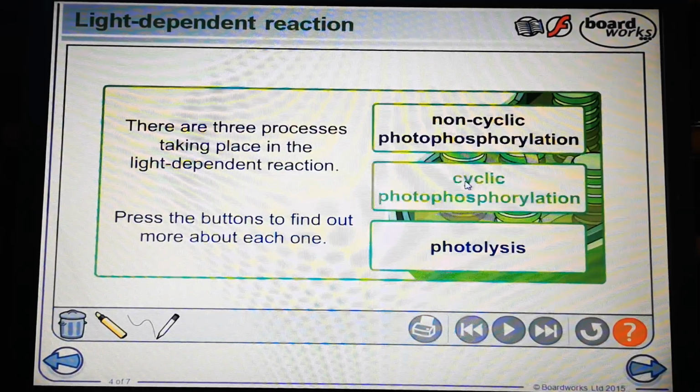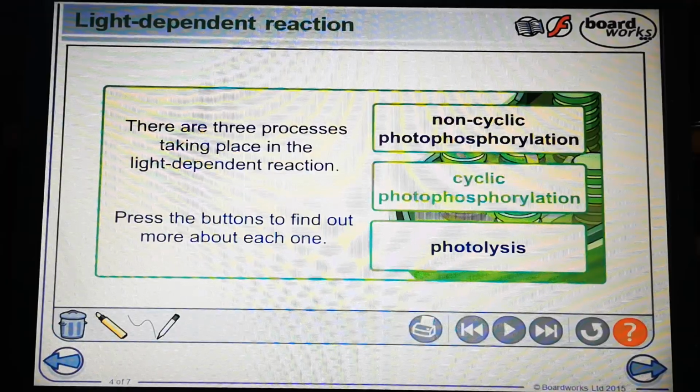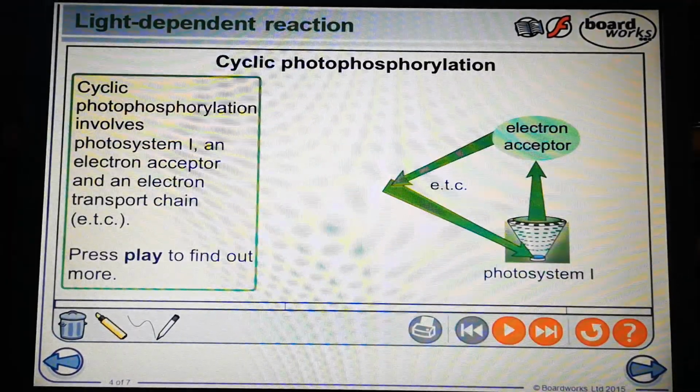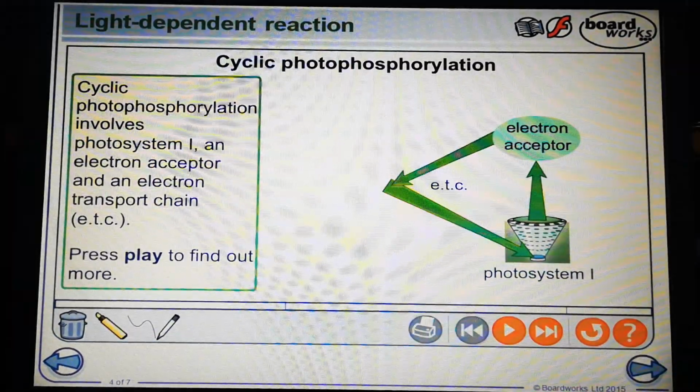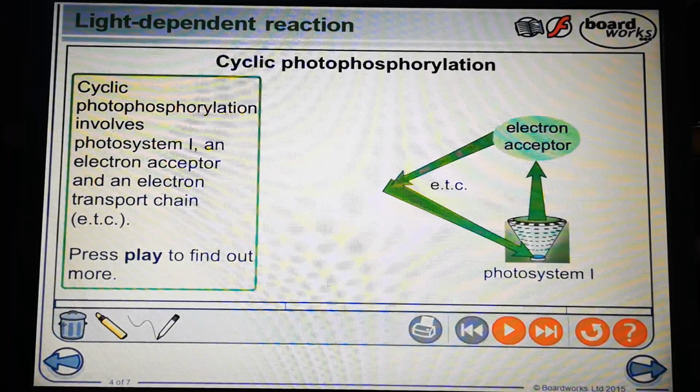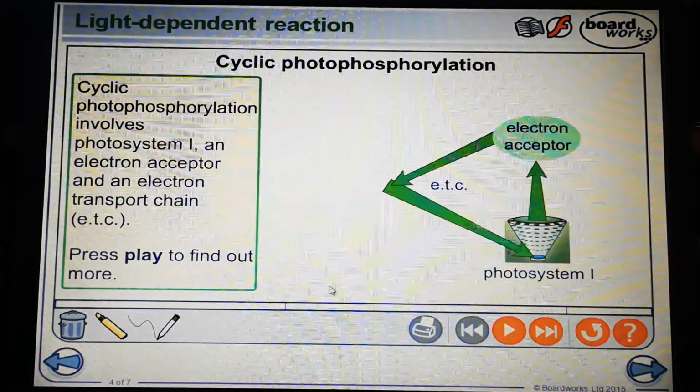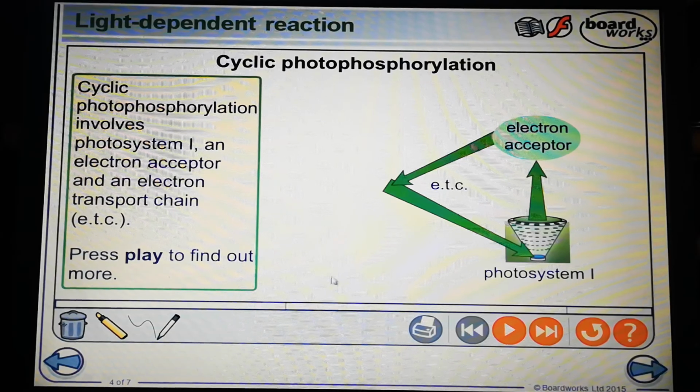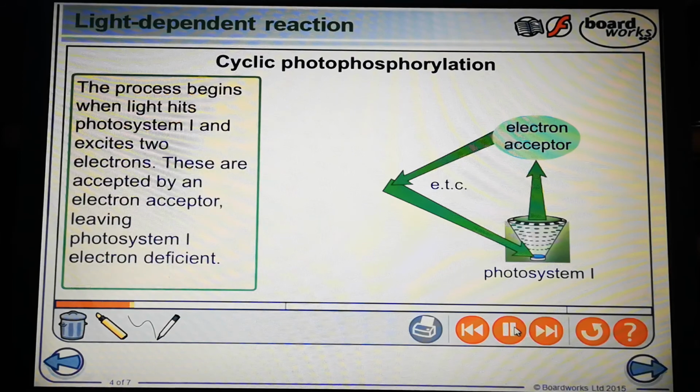And then the final thing that I want to talk to you about is cyclic photophosphorylation. So cyclic is obviously a cycle. Now this happens in photosystem 1. So here we had photosystem 2, and then the pair of electrons get excited to a higher energy level and they move down the electron transport chain just here. But what can happen with photosystem 1 is the pair of electrons can get excited, as we saw previously, and they move to a higher energy level.